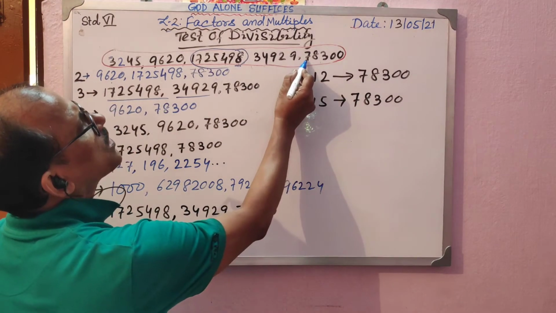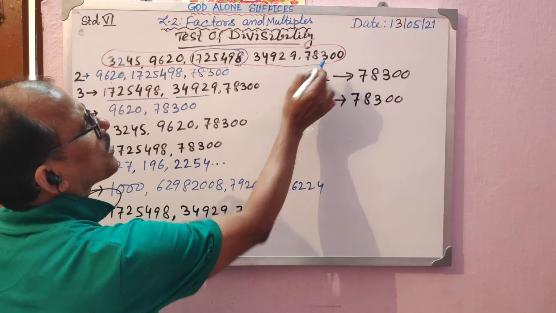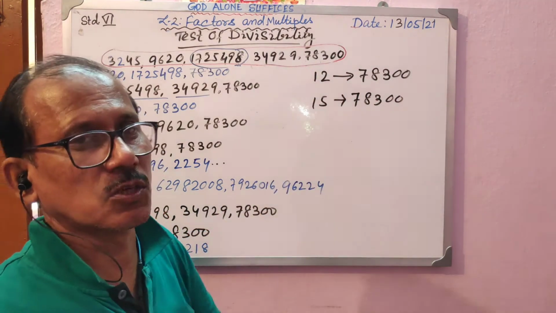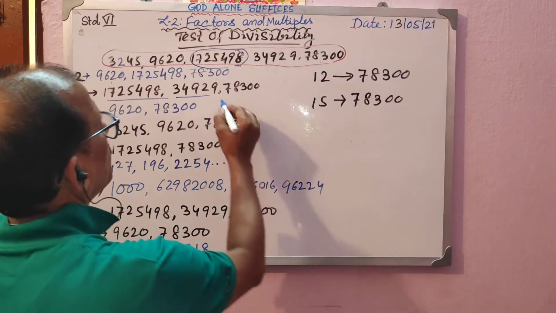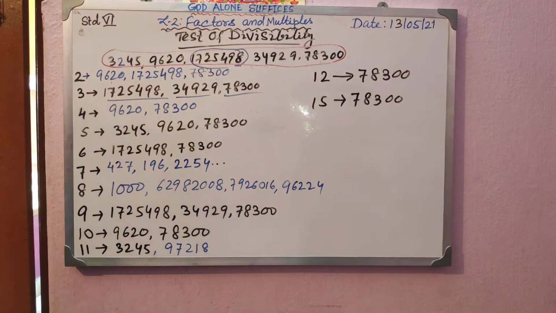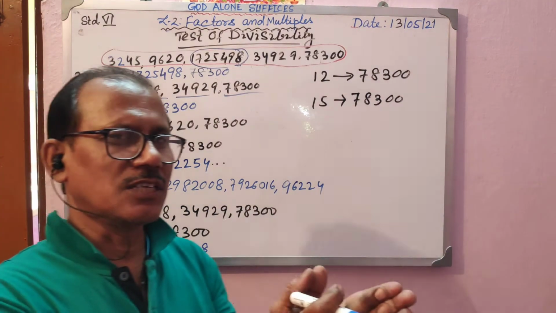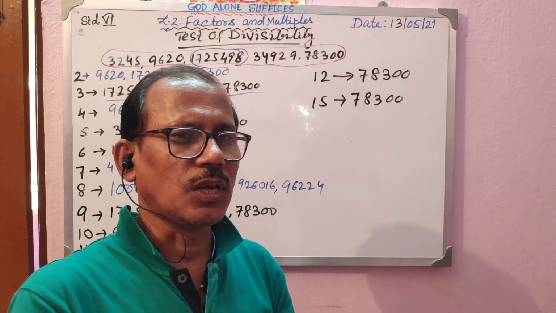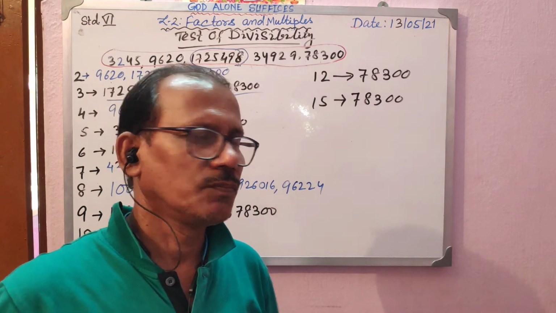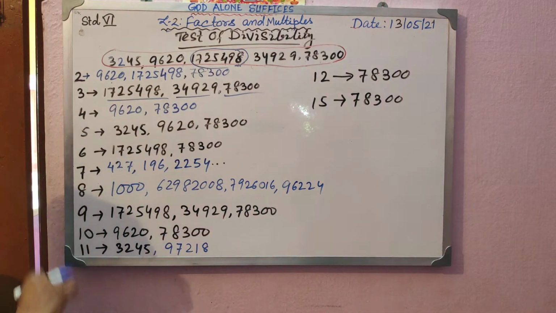Now let us move on to this. 8 plus 7 is 15, plus 3 is 18, plus 0 means 18 only, so this number will also be divisible by 3. I hope you have understood. When you add the digits and the sum is divisible by 3, the number will be divisible by 3. Okay. Now moving on to divisibility by 4.